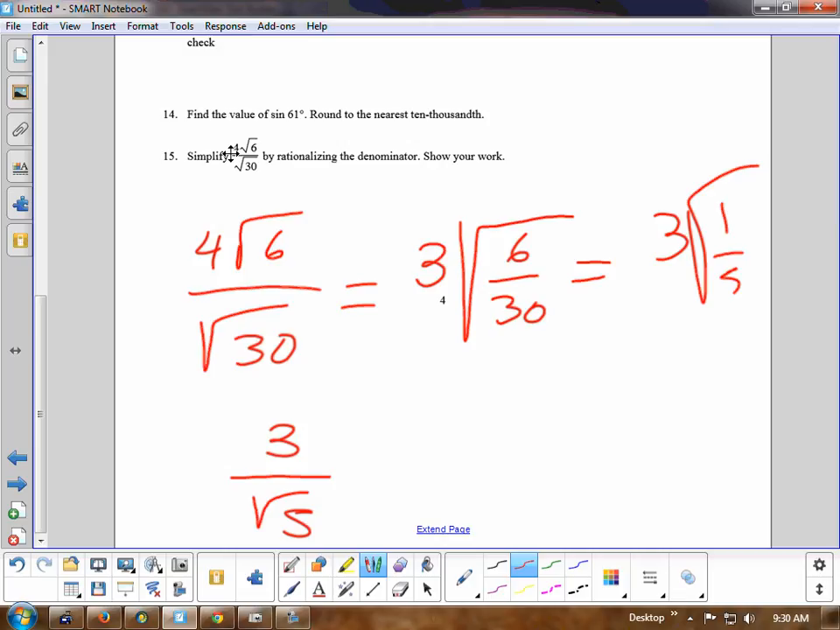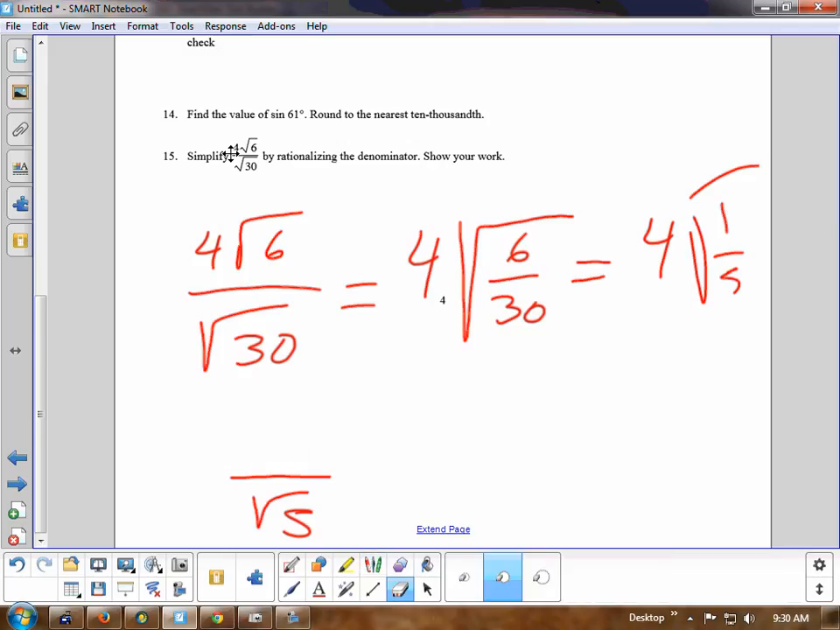I'm sorry, 4. I'm looking at my paper. Not 3, sorry. I'm too worried about people talking over here and not getting how to do this, and then having to explain why they don't understand this because they're not listening.